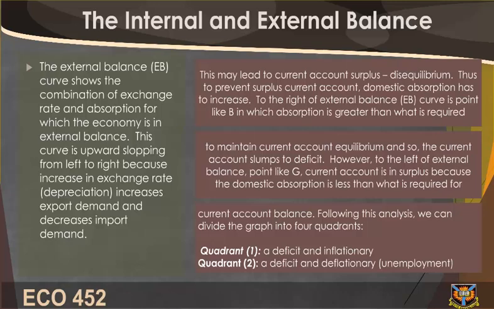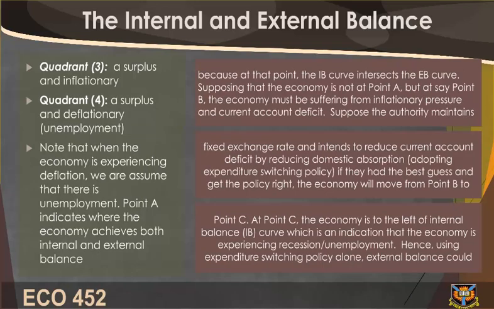Following this analysis, we can divide the graph into 4 quadrants. Quadrant 1, a deficit and inflationary. Quadrant 2, a deficit and deflationary unemployment. Quadrant 3, a surplus and inflationary. Quadrant 4, a surplus and deflationary unemployment. Note that when the economy is experiencing deflation, we assume that there is unemployment.